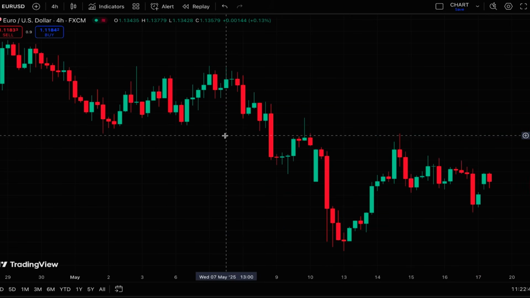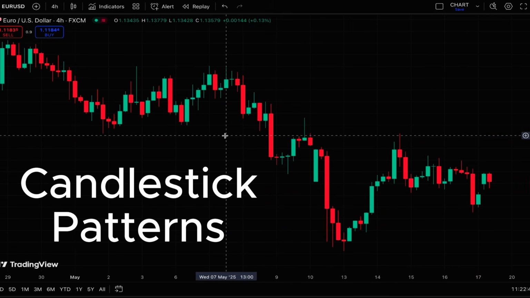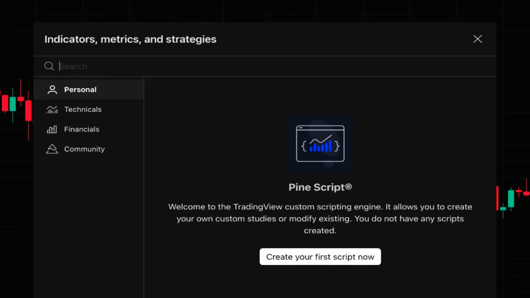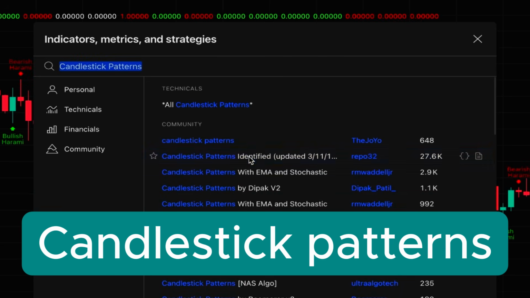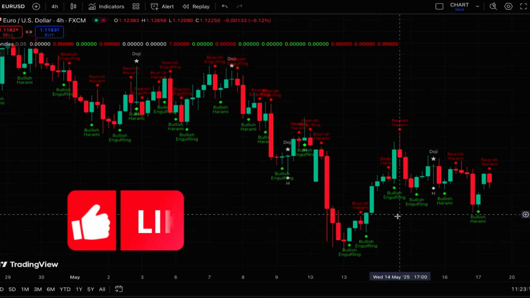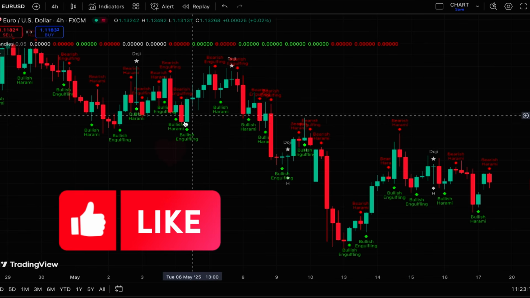Alright, the next indicator is for identifying candlestick patterns. Here we click on indicators and we search candlestick patterns. We add this one, Candlestick Patterns Identified, which is written by someone named Repo32. Alright, as you can see, the indicator has identified candlestick patterns on the chart.